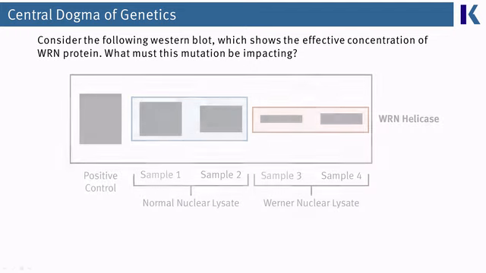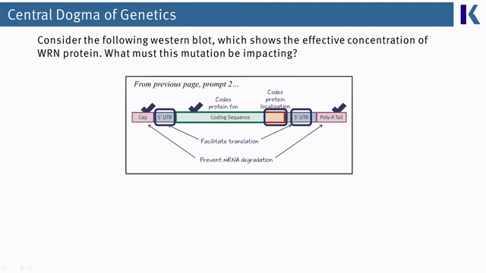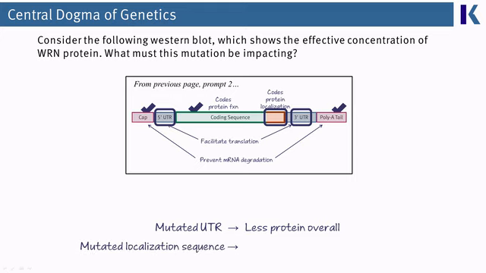If the mutation were to the UTRs, we definitely expect to see this lower protein concentration in the nucleus within the Western, because we would expect the transcript to have a tough time ever being translated. In fact, you would expect to see lower protein concentration everywhere if the mutation were to a UTR. On the other hand, if the mutation was just to the localization sequence, that thing that lets the protein get into the nucleus, there would be low protein concentration in the nucleus, but normal or even high levels of WRN protein in the rest of the cell.